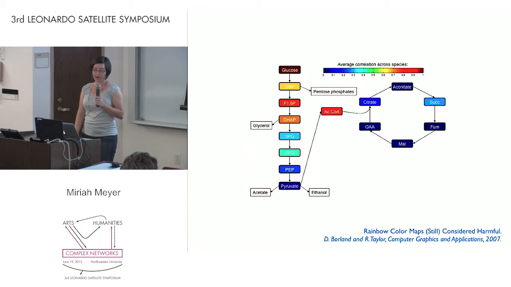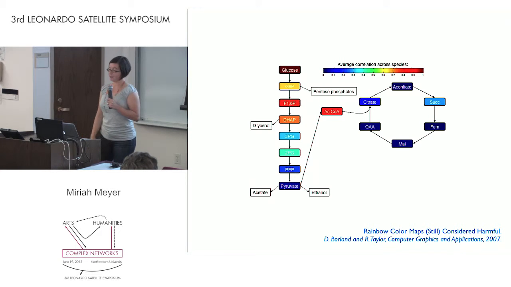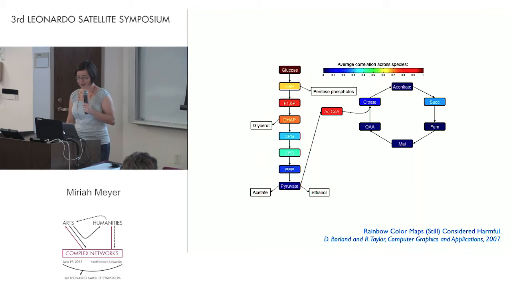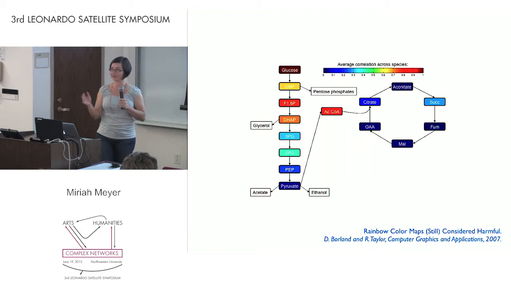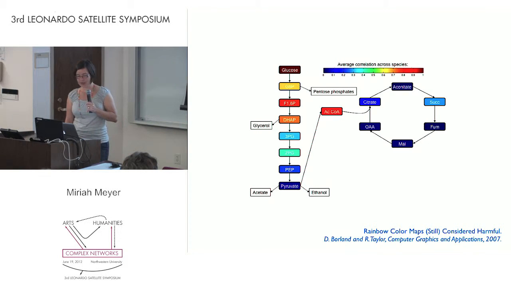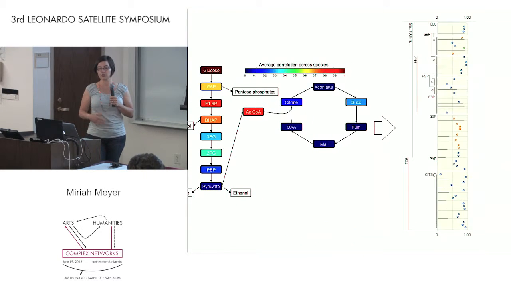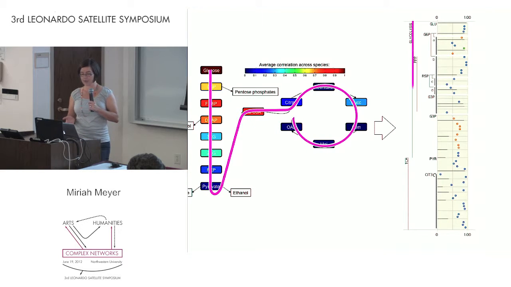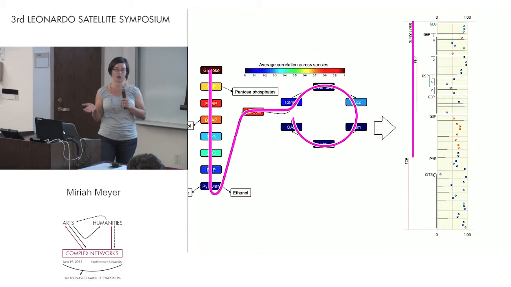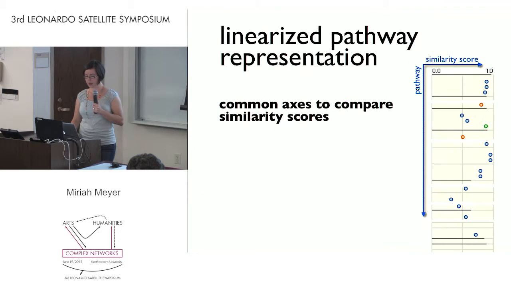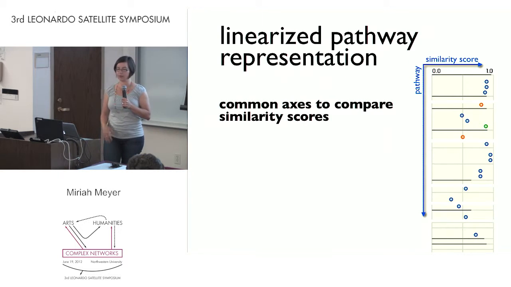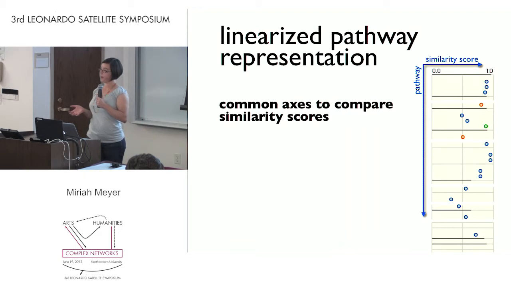They were using a rainbow color map, which is actually one of the least effective color maps you can use due to a variety of perceptual problems with it. But besides, we knew that color was not going to be an easy way for us to make effective comparisons. So this is really where we came up with this idea of trying to linearize these pathways such that we could use spatial position to show quantitative numbers. So our main idea was that we really wanted a common axis in order to compare similarity scores.